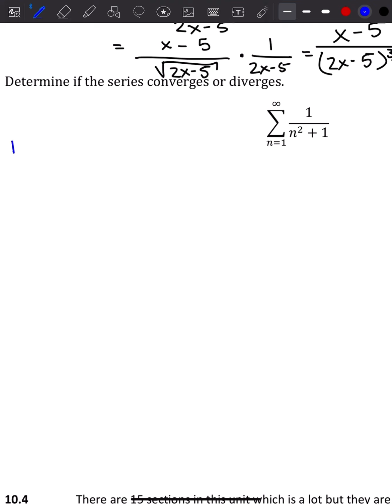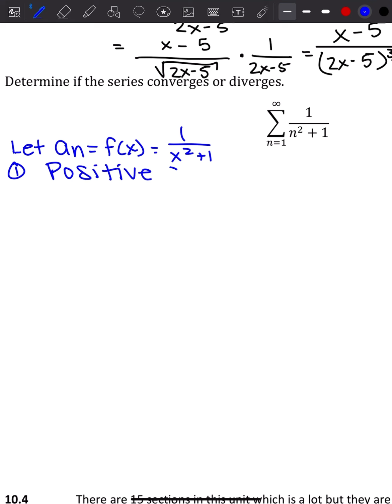So we're going to let a sub n equal f of x equal 1 over x squared plus 1. X squared plus 1 is positive, so we're positive. And we only care about the numbers bigger than or equal to this value right here. So for x greater than or equal to 1.